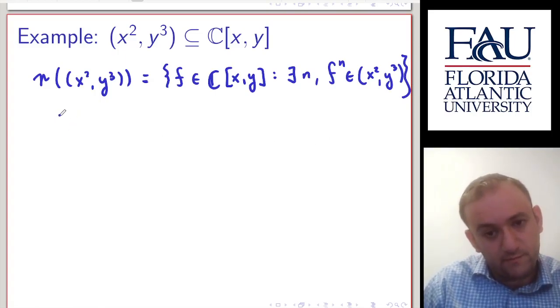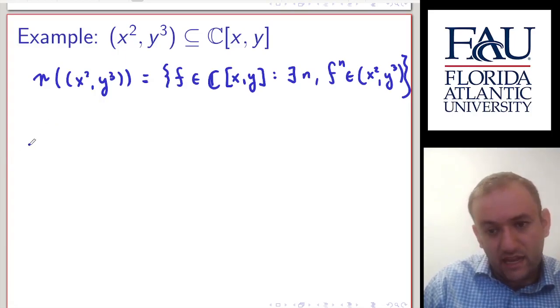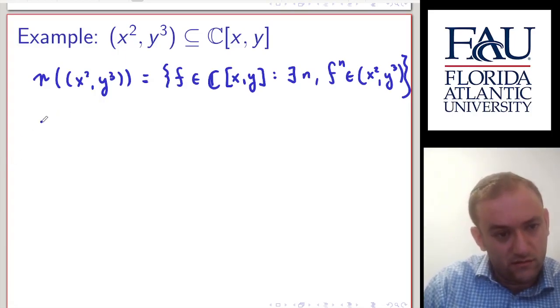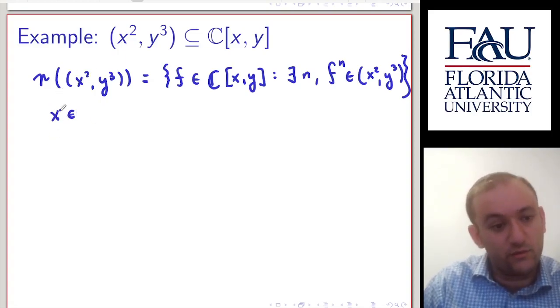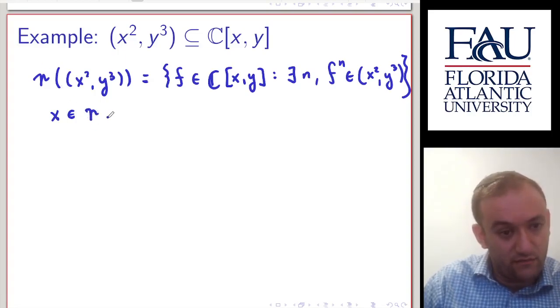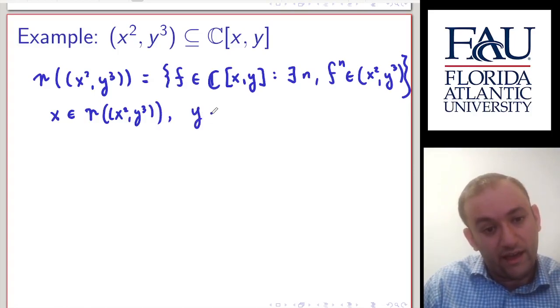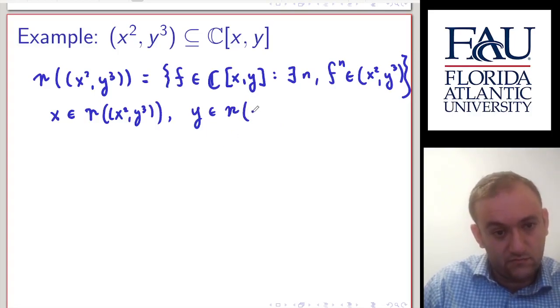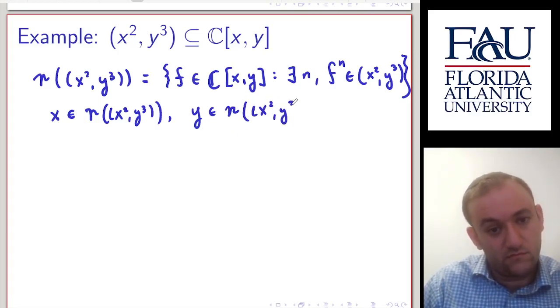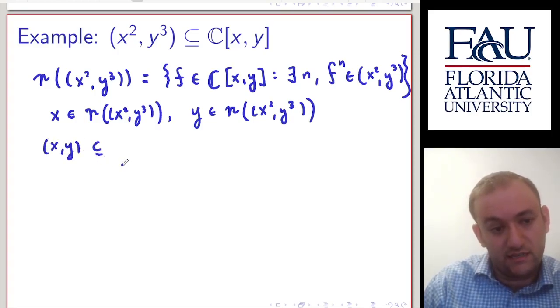Okay, well, I can name a few elements in there. Certainly x is in this radical, because if I raise it to the second power, I'll get x squared, which is in there. So x is in the radical ideal. And y is also in the radical ideal. So that tells me that xy is contained in this radical ideal.